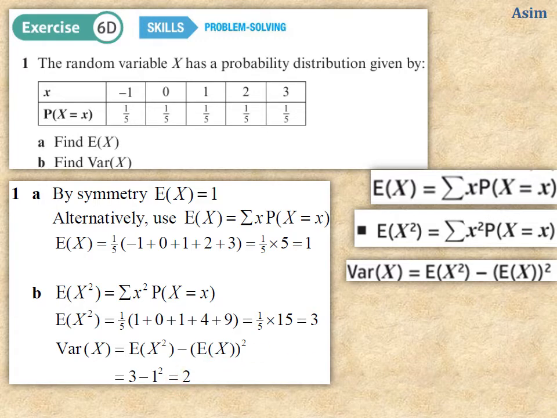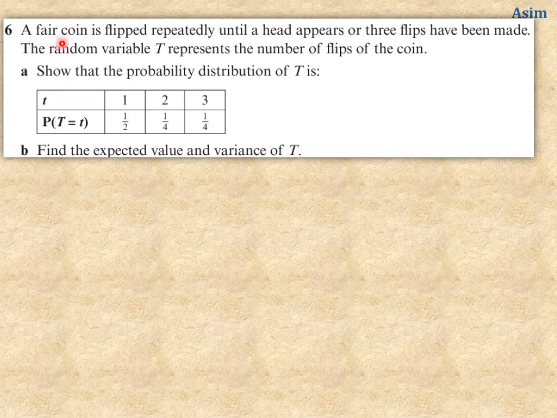Okay, let's take another example. A fair coin is flipped repeatedly until a head appears, or 3 flips have been made. So until you get a head, there are only 2 ways of stopping. You get a head, you stop, or you keep doing it until you finish 3 tries. Okay, 3 times you flip the coin, and now the answer is given. You have to show that.